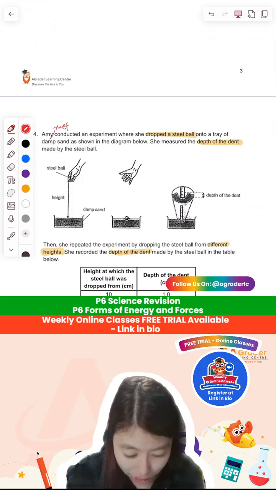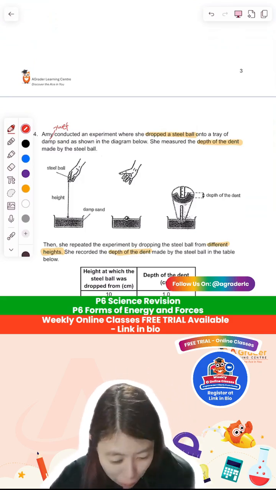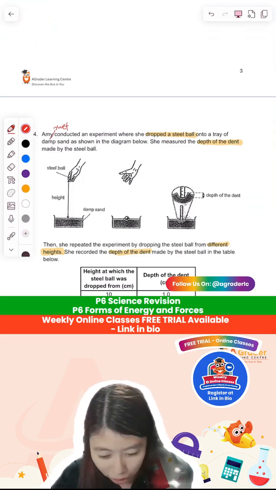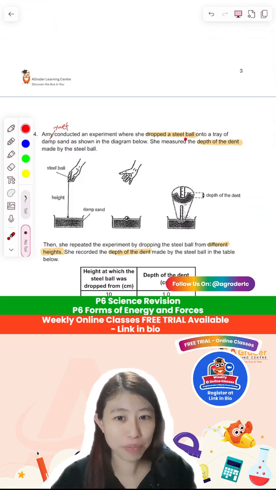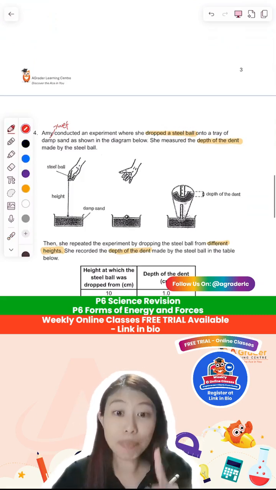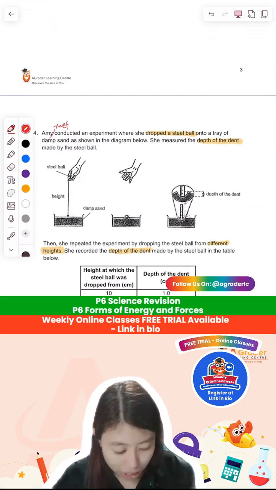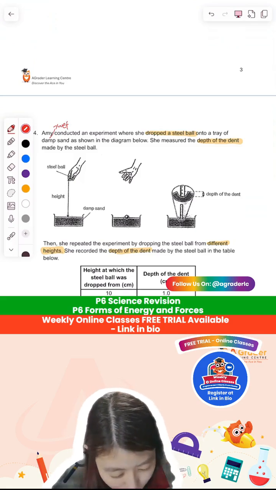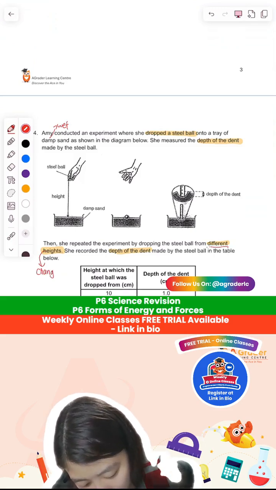I see height. Very good. Oh no, not weight of the ball. Change variable, not weight of the ball. He dropped a steel ball, the same ball. The change variable is something that is different. So different heights. Look out for the words different heights. This is my changed variable.